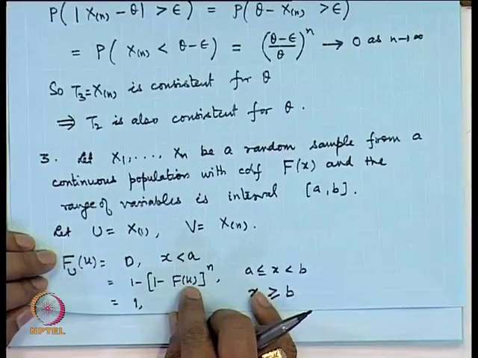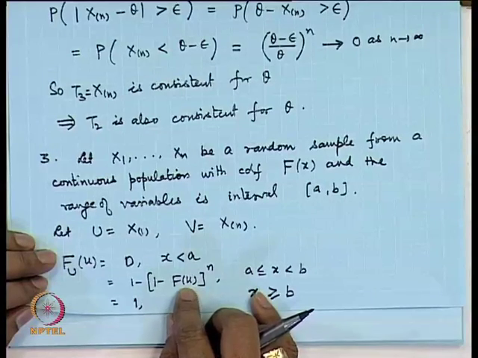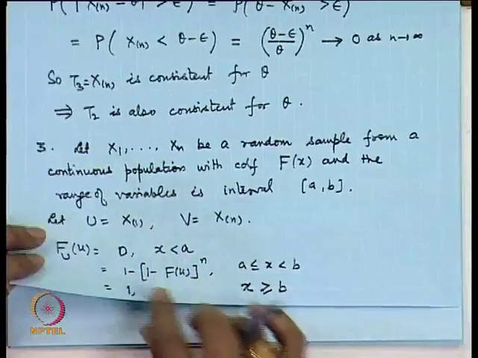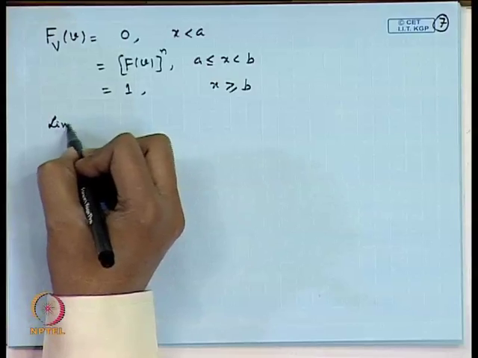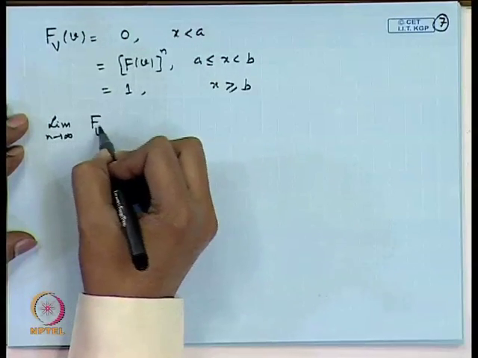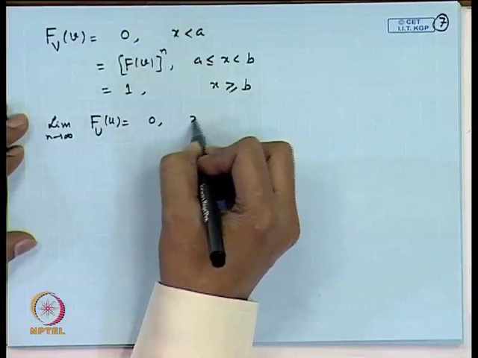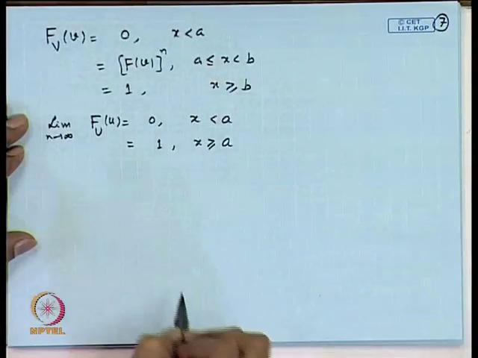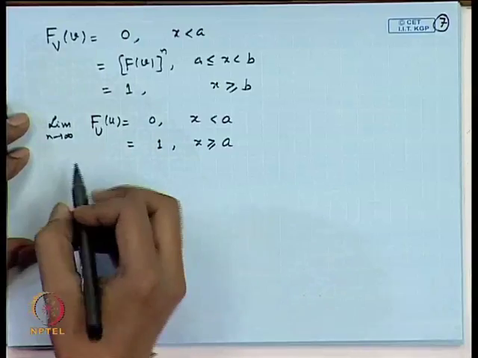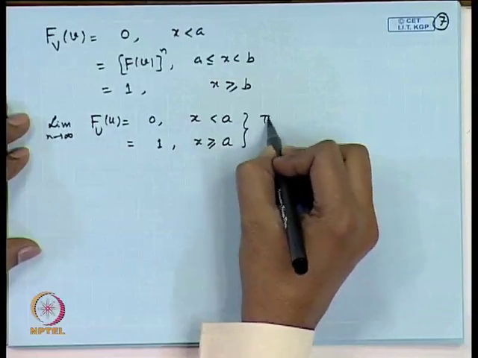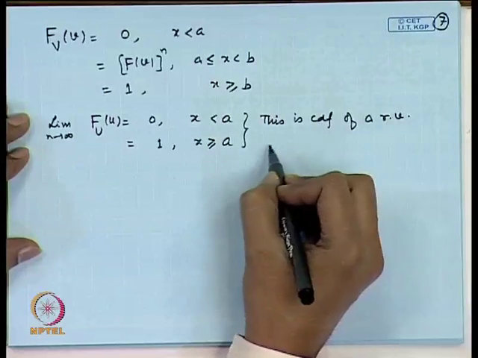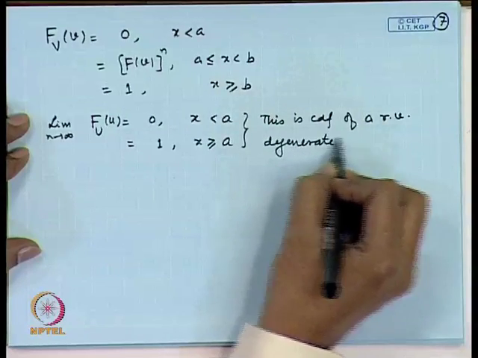So, if I take the limits here, now F is a number between 0 and 1. So, if I take the limits here, this number will go to 0. So, this is going to 1. So, if I take the limit as n tends to infinity of F_U, I am getting 0 for x less than A and it is equal to 1 for x greater than or equal to A. So, this is the CDF of a random variable which is simply degenerate at A.